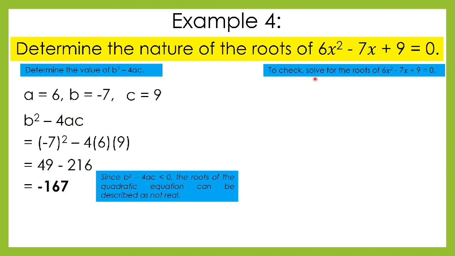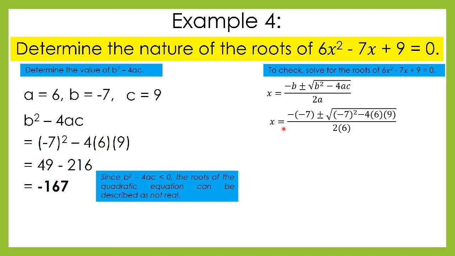To check, solve for the roots of 6x squared minus 7x plus 9 equals 0. We will use the quadratic formula. We substitute the values of a, b, and c to the quadratic formula. We have x equals negative b, which is negative 7, plus minus square root of b squared, b is negative 7, then squared, minus 4 times a, which is 6, times c, which is 9, all over 2a. 2 times a is positive 6.